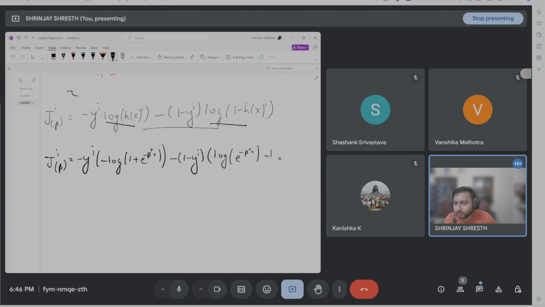So let me write it नीचे, कितना पे हो जाएगा, let's see. But this was your 1 minus hx. Now let's do what? Let us multiply this thing. So minus and minus would become positive. This would be yi log 1 plus e raised to the power minus beta transpose x.